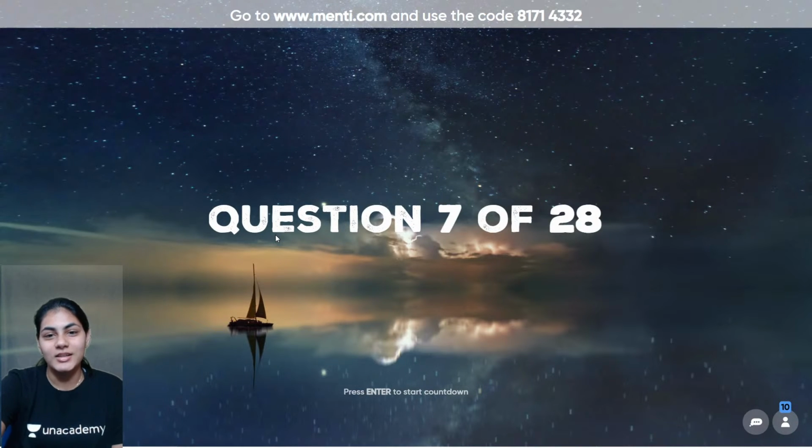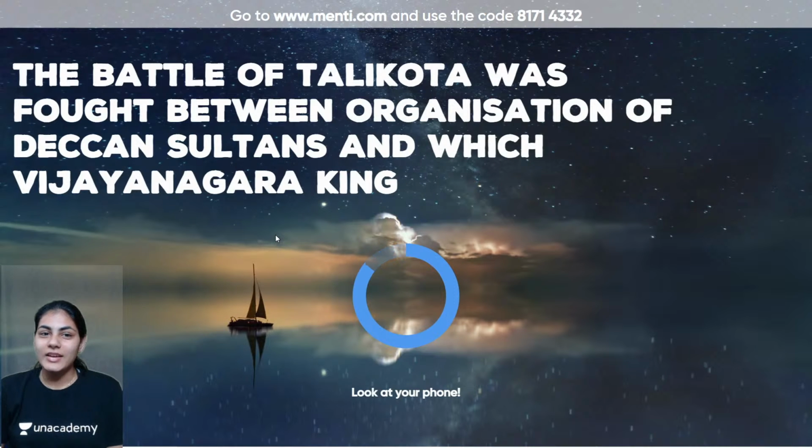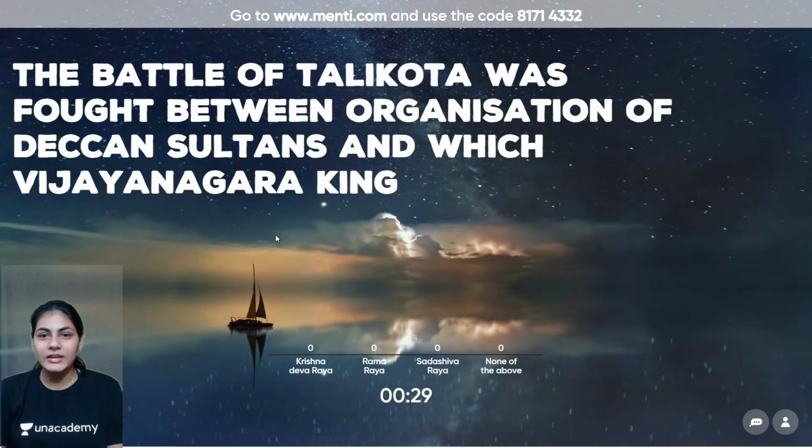Okay, question 7. The Battle of Tallikota was fought between the Deccan Sultanate and which Vijayanagara king? Basically, the question is, which Vijayanagara king fought the Battle of Tallikota? Was it Krishnadevaraya? Was it Ramaraya? Was it Sadashivaraya or none of the above? Which Vijayanagara ruler was involved in the Battle of Tallikota? That's the question.